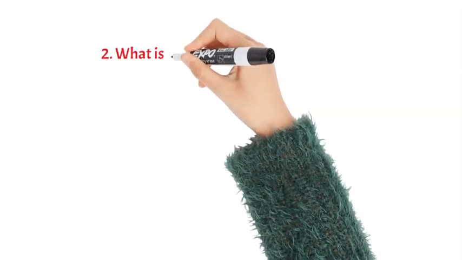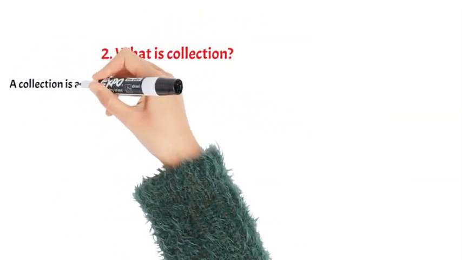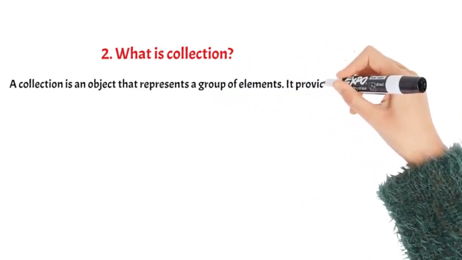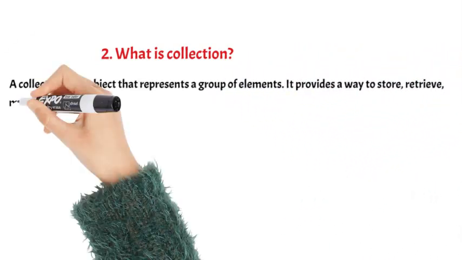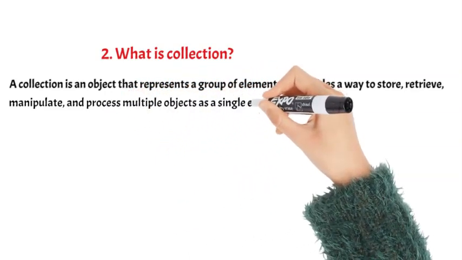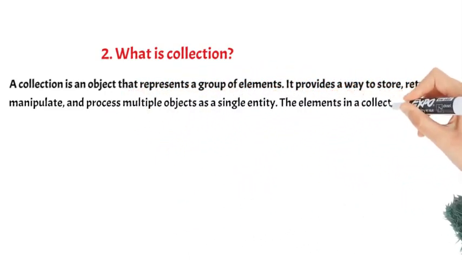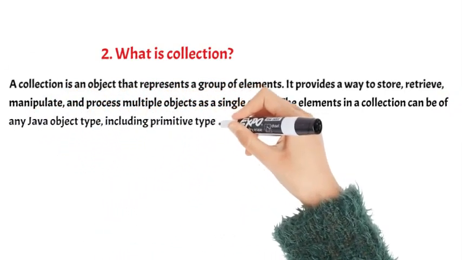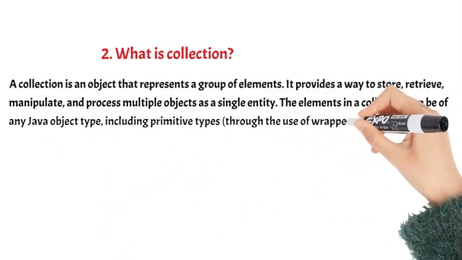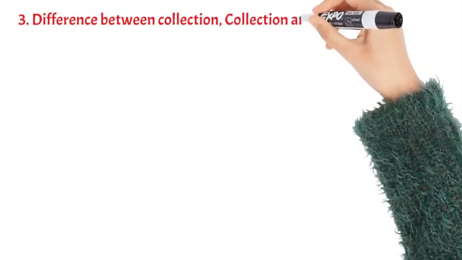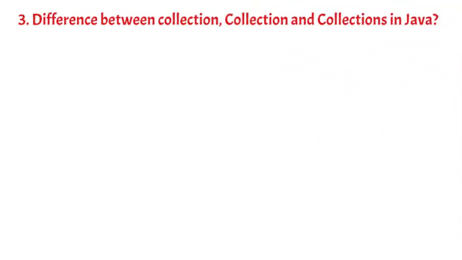2. What is a collection? A collection is an object that represents a group of elements. It provides a way to store, retrieve, manipulate, and process multiple objects as a single entity. The elements in a collection can be of any Java object type, including primitive types through the use of wrapper classes. 3. Difference between Collection and Collections in Java.